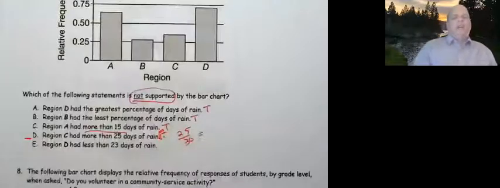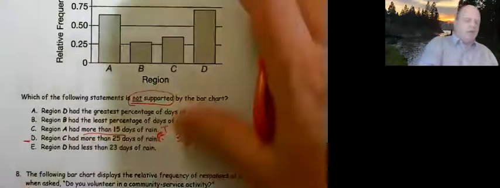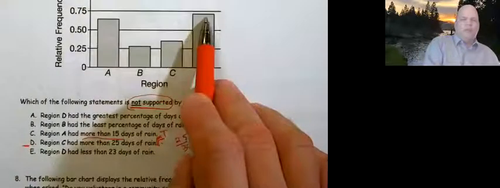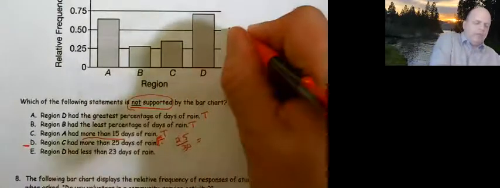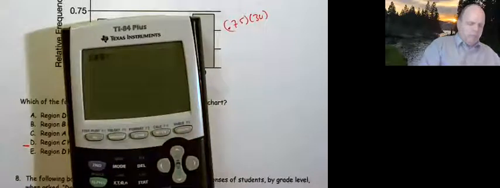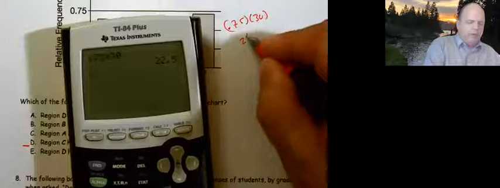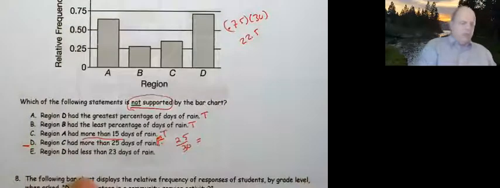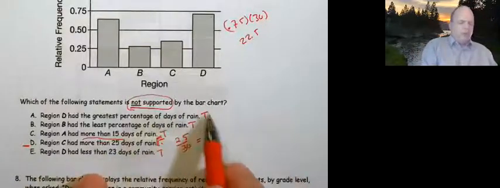And then we get to region D has less than 23 days of rain. All right, so I'm not sure exactly what this value is, but this is about 75%. It's not quite. So let's take 75% of 30. And we end up getting 22.5. Well, if this was all the way up to 75%, they would still be getting less than 23 days. So this is true.